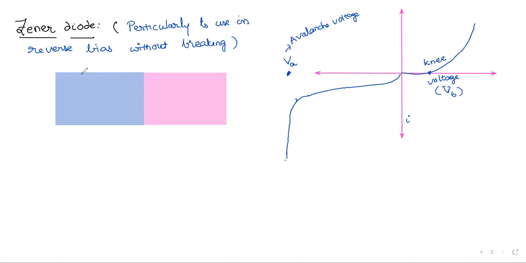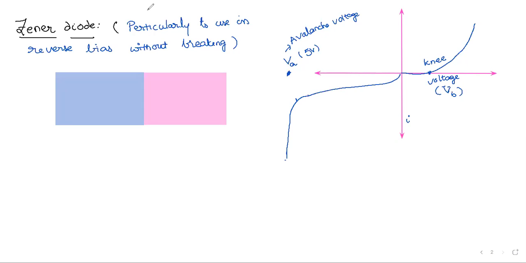Suppose this is the germanium crystal. We found the avalanche breakdown, and for this germanium crystal, I found this avalanche voltage, say some value like 5 volts. So I have to use this at voltages less than 5. It won't break.